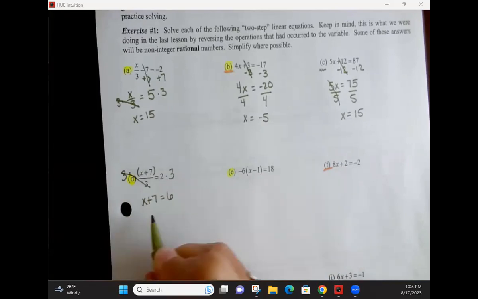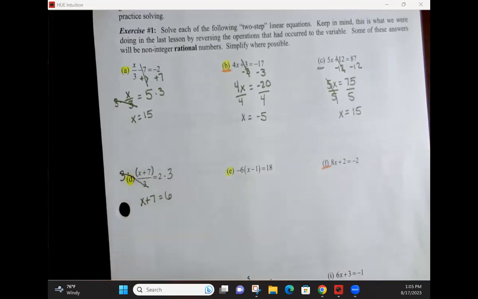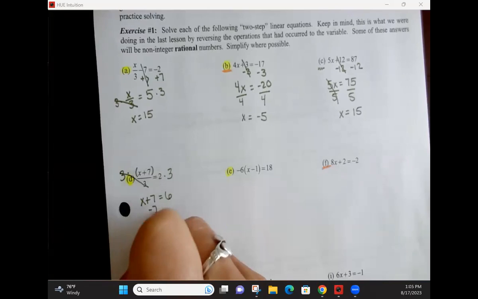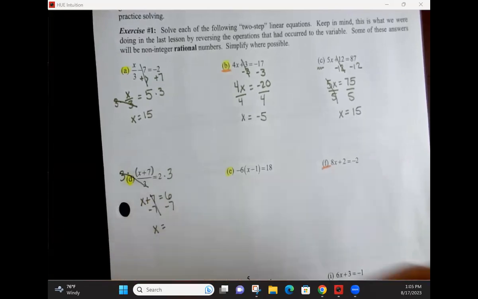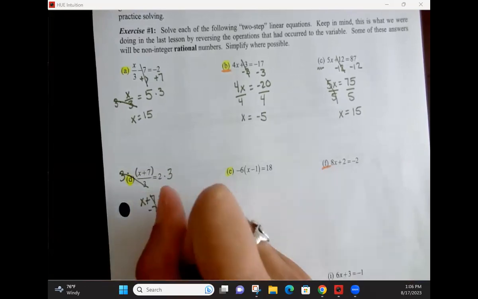And now I want x by itself. I'm adding 7, so I need to get rid of that. So I'm going to subtract 7. We get x equals 6 minus 7. -1. Very good.